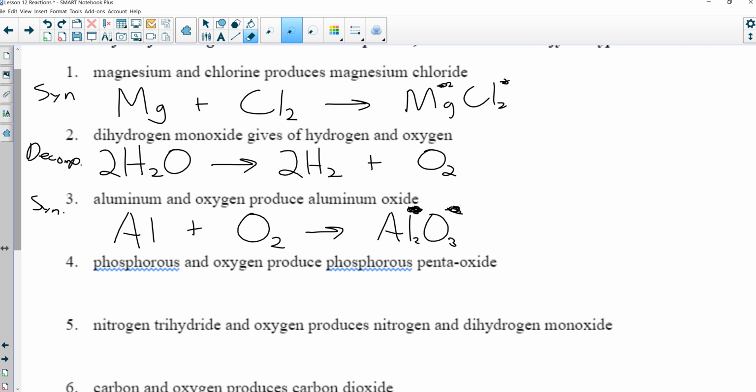Okay, what's the lowest common multiple of 2 and 3? 6. Okay, so if I multiply this side by 2, 2 times 3 is 6. If I multiply this side by 3, 3 times 2 is 6. But now I also have to look at my aluminums. This 2 also applies to aluminum, so how many aluminums are there? 4. What needs to go here? Right. Okay, making sense?